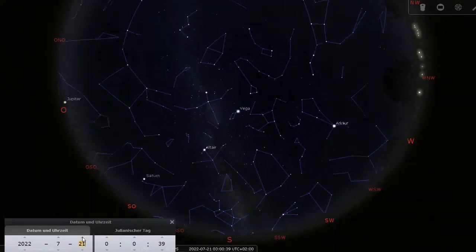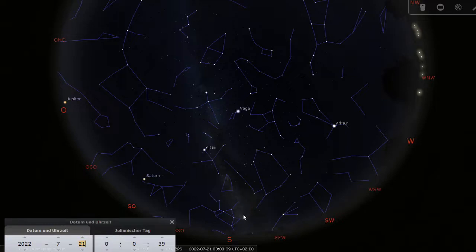July. So we've passed the middle of the year almost, and we now see the typical summer constellations. The Eagle with its main star Altair, Lyra with Vega, and Deneb in the constellation Cygnus. This is also called the summer triangle, because we only see these types of stars in the summer.